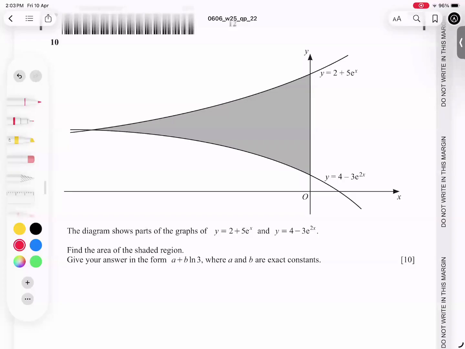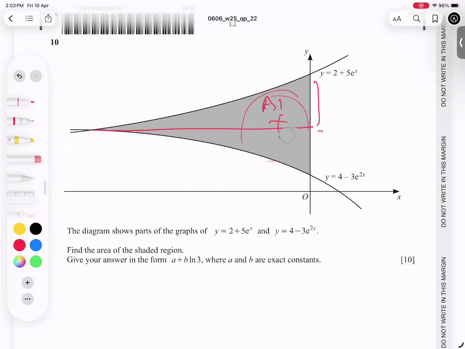Question number 10, students. We need to find the shaded area. We have two curves given, very clear. We have two plans. One plan is to find this area from here to here separately, and this area from here to here separately, and add them. That is plan number one.